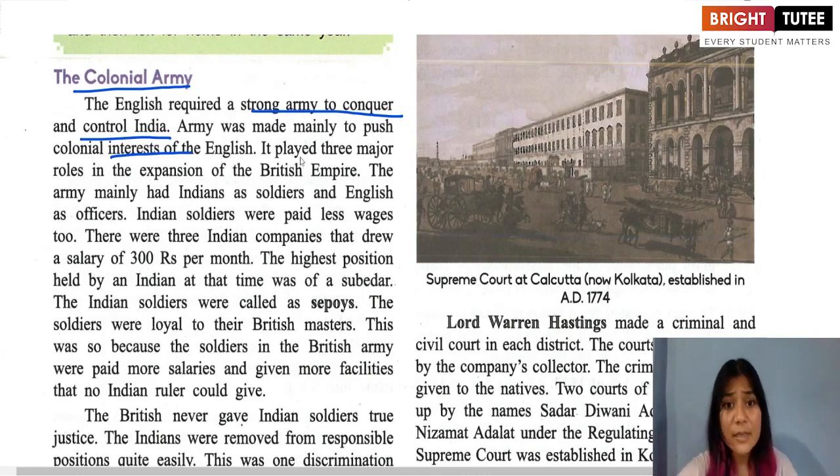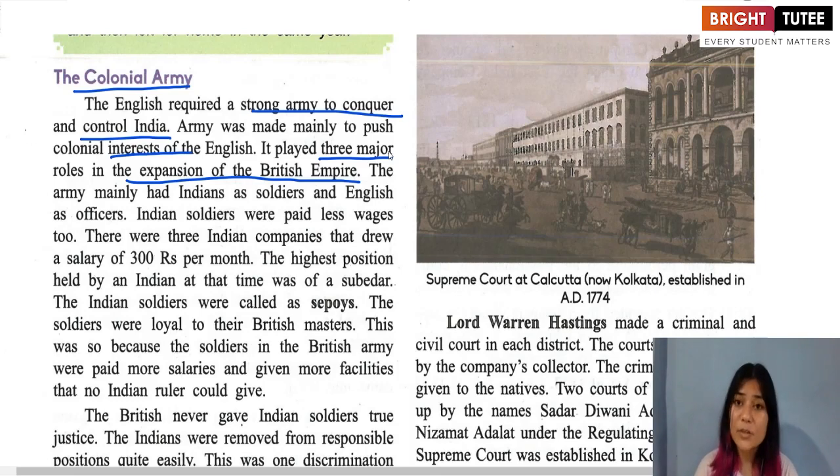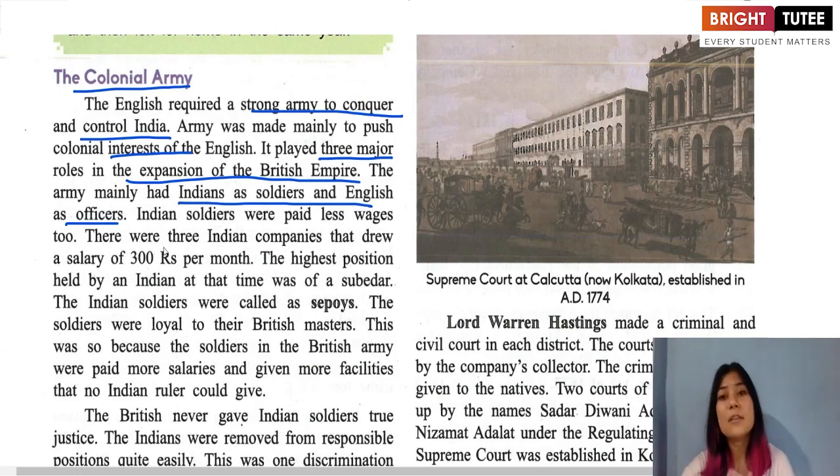It played three major roles in the expansion of the British Empire. As the East India Company expanded its control and territory, the army played an important role in that expansion. The army mainly had Indians as soldiers and English as officers. So the Indians would be made the foot soldiers, and the officers would not be Indian ones, but only the English ones, the British ones.